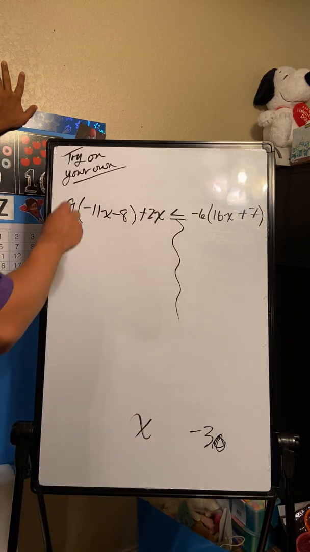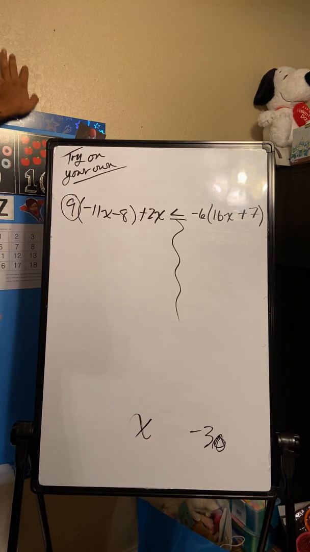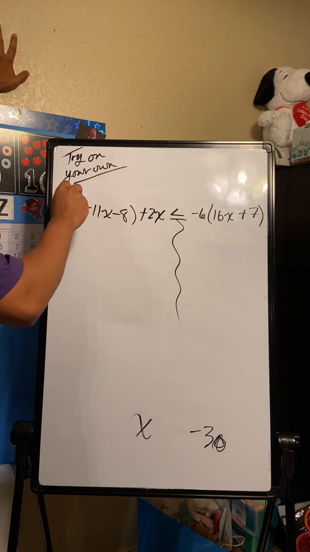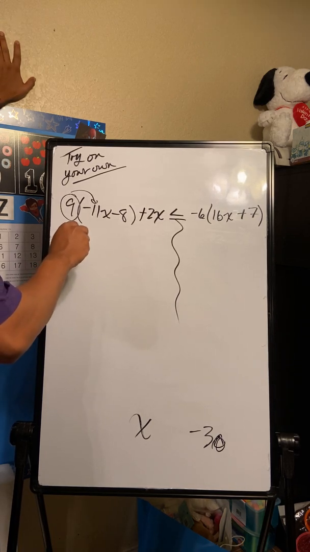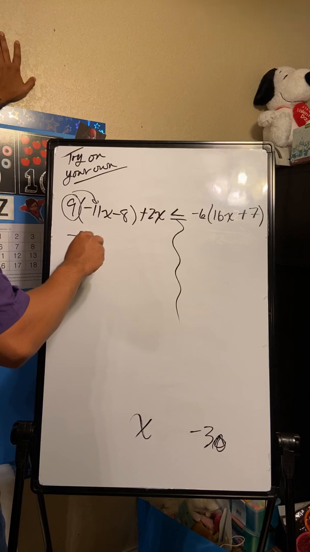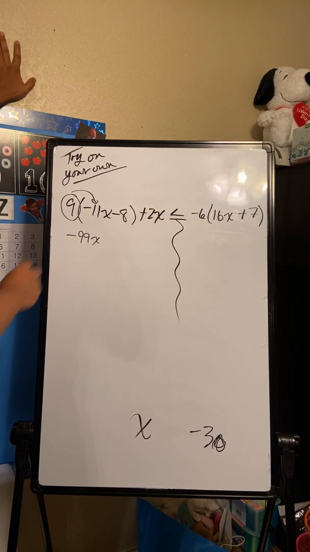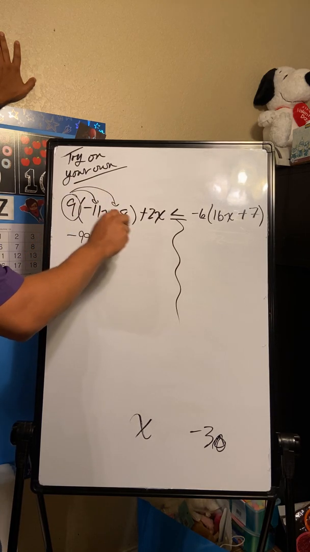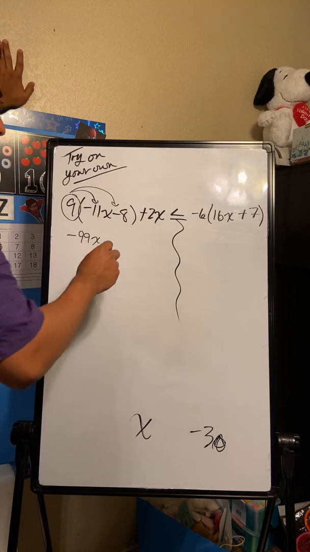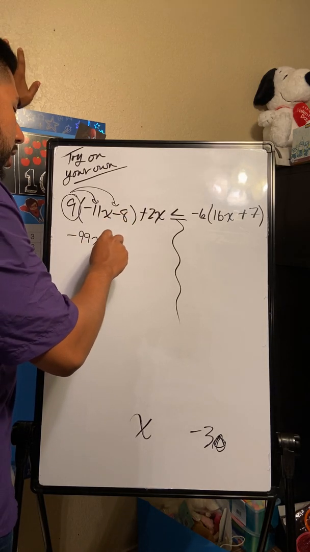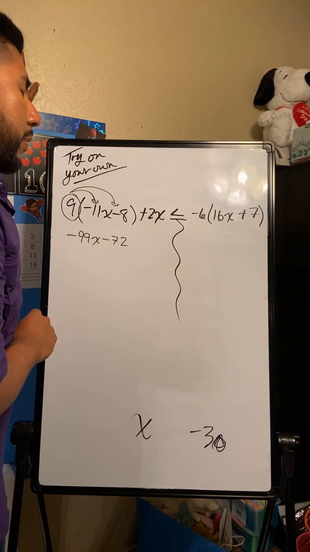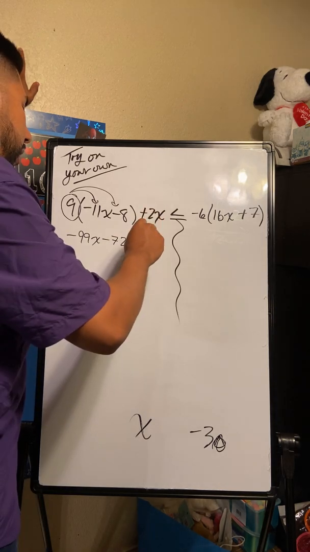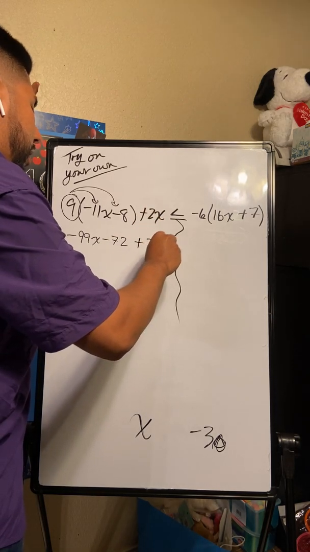Got to multiply. I'm going to start this side. Circle the 9. To show multiplication, I like drawing my arrows. 9 times negative 11. Calculator. Negative 99x. Next one. 9 times a negative 8. Use your calculator. Negative 72. I think, right? Yes. Bring down this plus 2x.